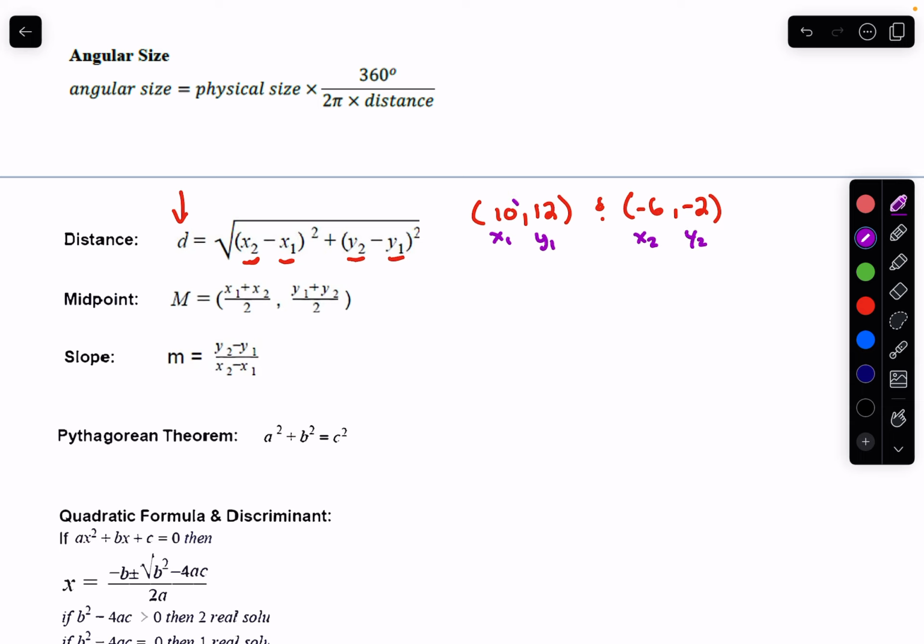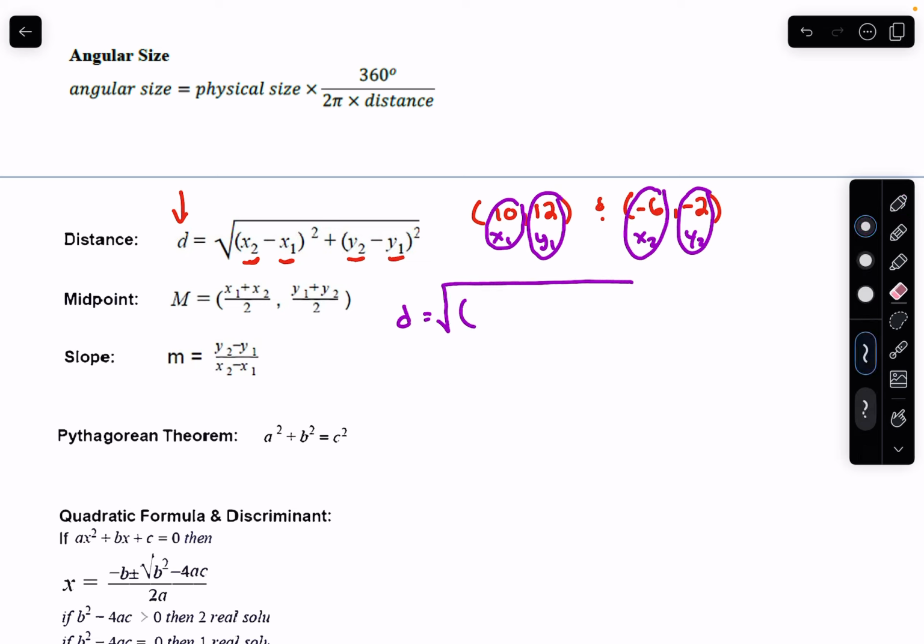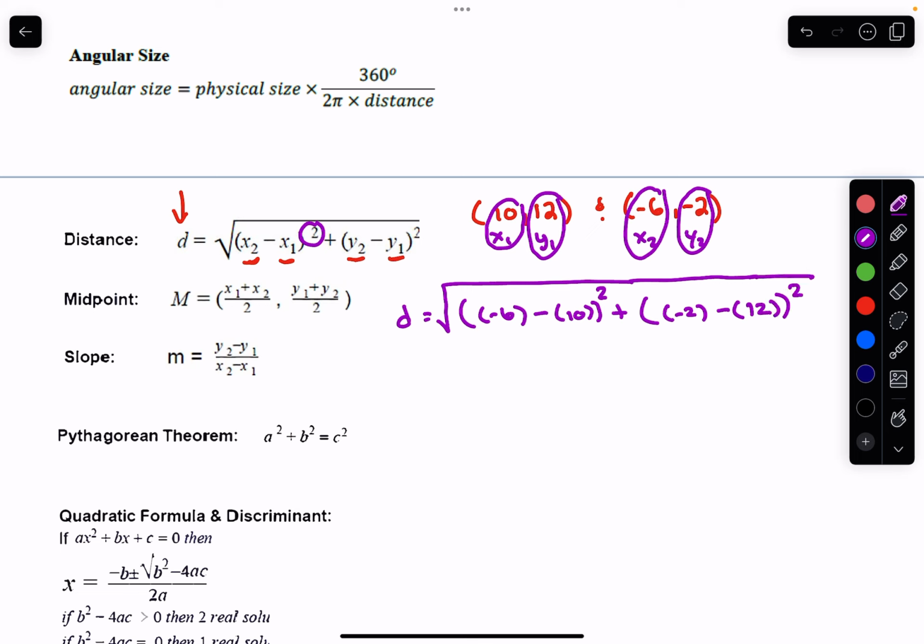So distance equals square root, parenthesis, x2 is -6. I'm going to put that in a parenthesis. And then I'm going to minus x1. x1 is 10. I'm going to put that in a parenthesis. And then I'm going to put my parenthesis with this squared after it. Then I'm going to add, this is a long one, my y2 in a parenthesis, -2, minus my y1, which is 12, parenthesis, parenthesis, squared. That looks like a great big ugly mess.